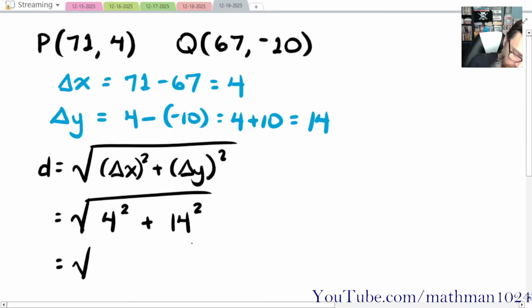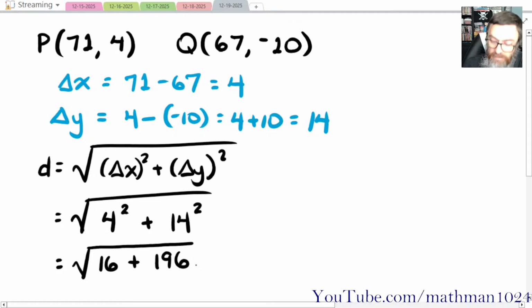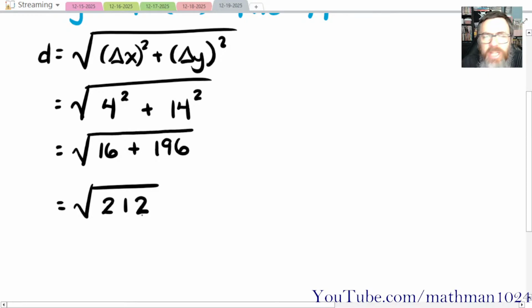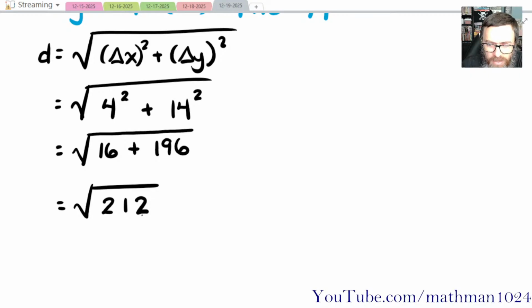All right, so we have the square root of 4 squared is 16. 14 squared is 196. All right. 16 plus 196 is going to be 212. And now we have to see if we can simplify this at all. Are there factors of 212 that are a perfect square? Now, maybe you don't know this off the top of your head. Maybe I don't either. So here's what we'll do. And we've done this in previous videos.